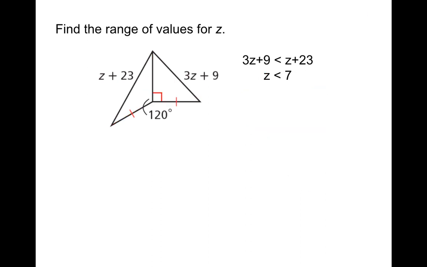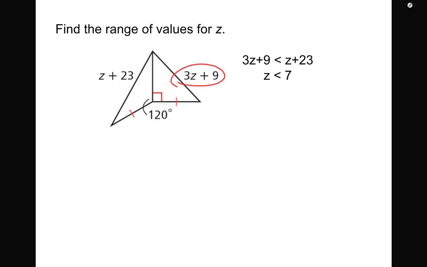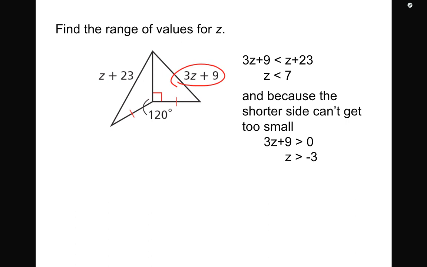Now, which of those is the smaller segment? Isn't the 3z plus 9 the small segment out of those two? So we can't let 3z plus 9 get too small. So you're going to say that that has to be greater than 0. So subtract 9 and divide by 3. So you get the range from -3 to +7.